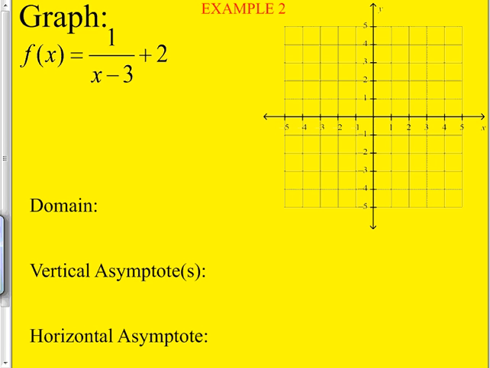Okay, so here's what you should have done on this one. First of all, I hope you get that 3 would have caused a problem. So the domain is all real numbers except for x cannot be 3.